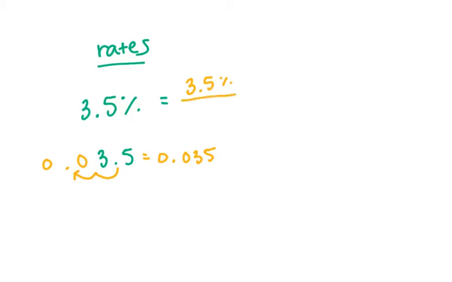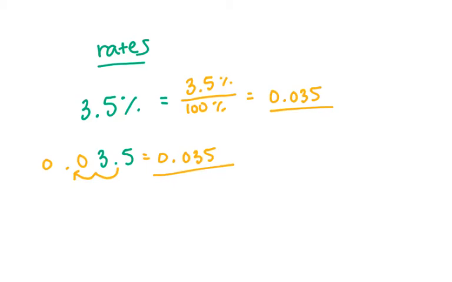3.5% is always out of 100%, right? The total of anything is 100%. So it's going to be 0.035 of whatever you were calculating. So 3.5 divided by 100 is 0.035. So it's okay if you have a decimal.